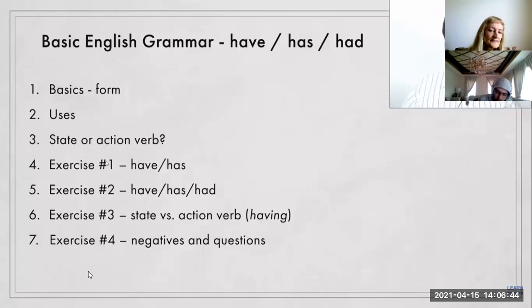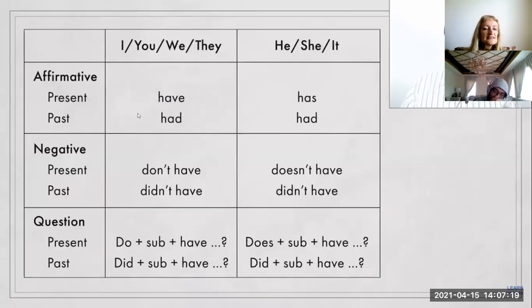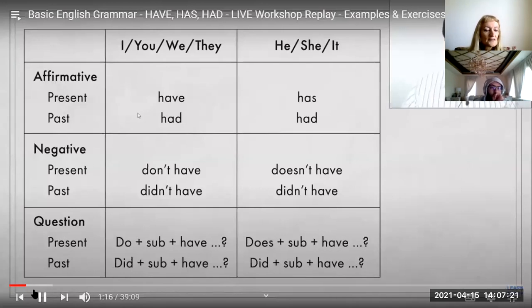And then we have four exercises in which we'll practice choosing between have and has, and then choosing between have, has, had for the past tense. And then we'll practice using having correctly. And finally, we'll discuss how to make negatives and questions with the verb have. Now, before we start the lesson, I just wanted to point out you can download the full lesson notes with all of the exercises and all of the examples using the link in the description of this video. All right, so let's start with the basics of where to use have, has, and had.